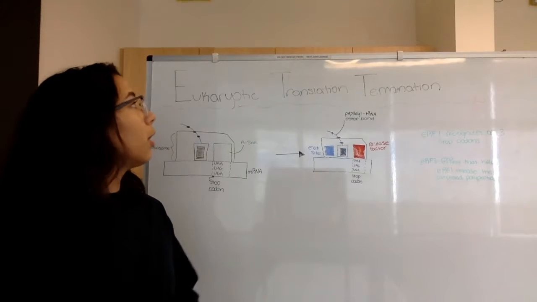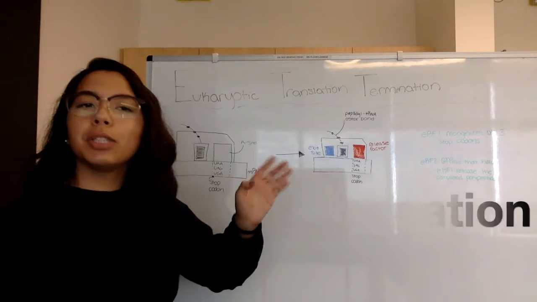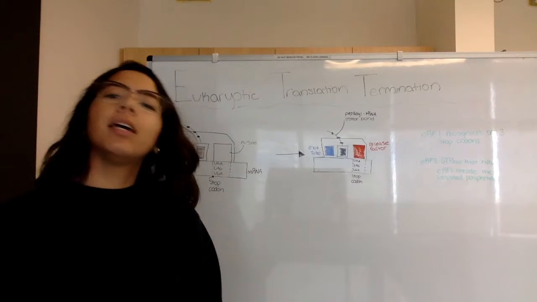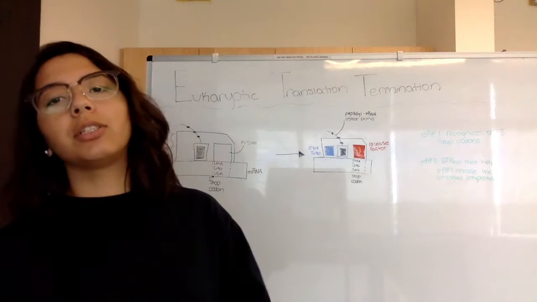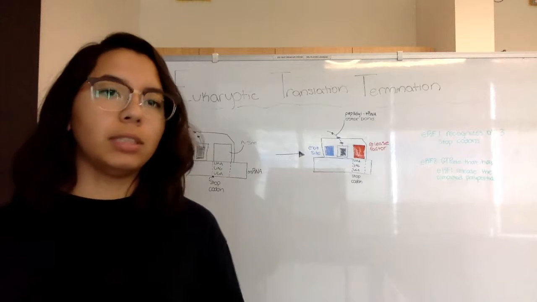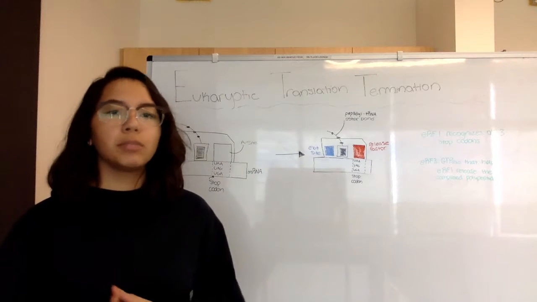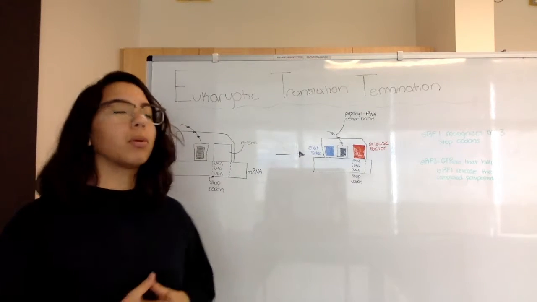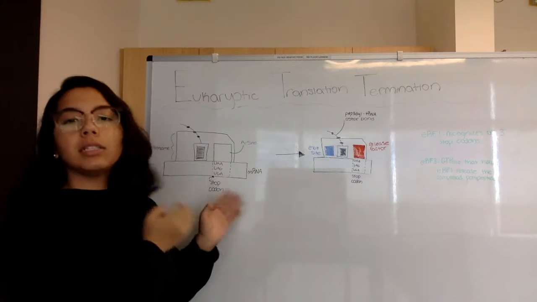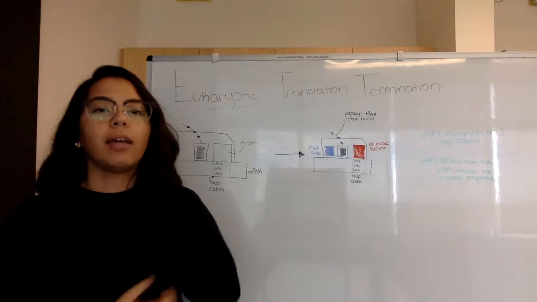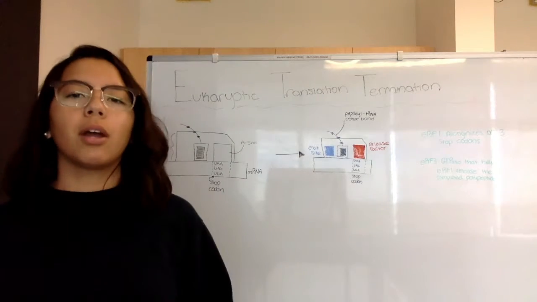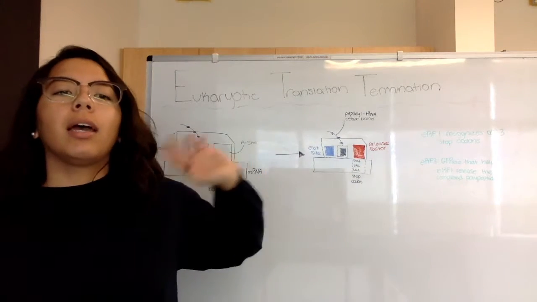So now we're going to be talking about eukaryotic translation, specifically termination. Termination is similar in eukaryotes as it is in prokaryotes. The only difference involves the release factors. So termination of translation is initiated by stop codons in the mRNA. These stop codons include UAA, UAG, and UGA. These sequences on the mRNA are recognized by release factors.